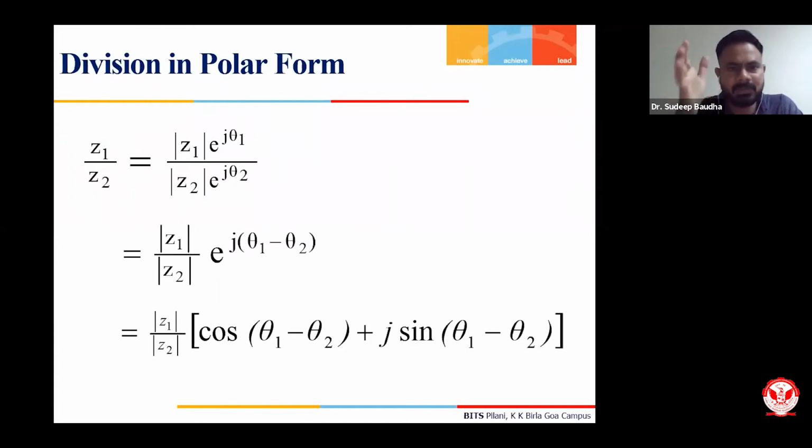It depends upon the person which form of complex number you are using and which form suits you. Sometimes writing in rectangular form is much easier. Sometimes writing in polar form is much easier. But please remember, in all cases, it is always possible to convert from rectangular form to polar form and from polar form to rectangular form. So that depends upon the person who is doing the operation, whether you want it in polar form or in rectangular form. So this is how you can do division.